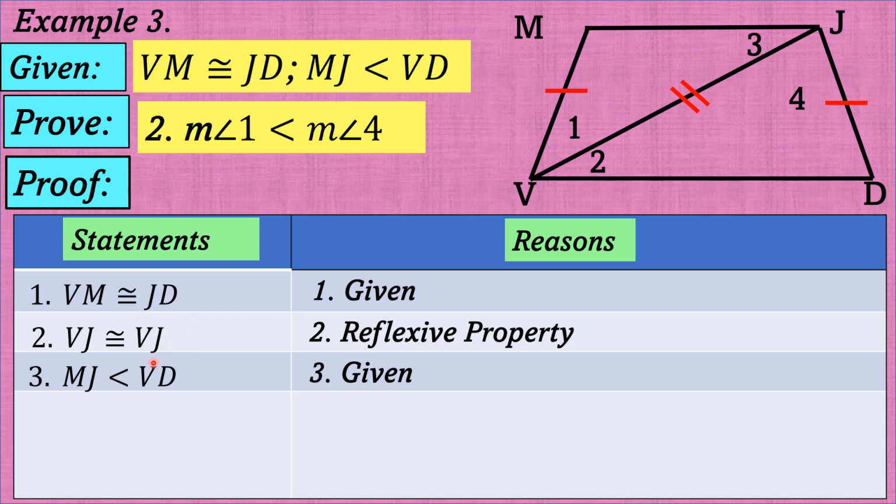Now, since it is stated in the third statement that side MJ is less than side VD, we can prove that the measure of angle 1 is less than the measure of angle 4. So, paano natin siya ipoprove? So, ilagay natin yan as our fourth statement dahil yun ay ating i-prove. So, how are we going to prove now that the measure of angle 1 is less than the measure of angle 4? So, what will be our reason?